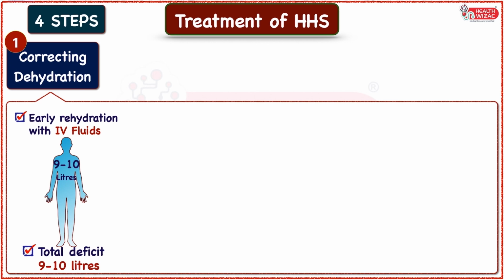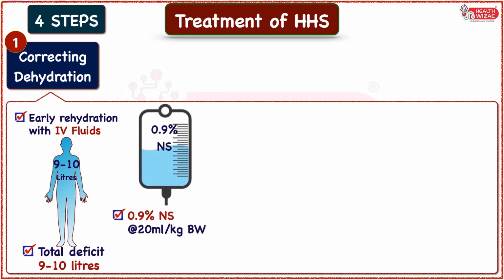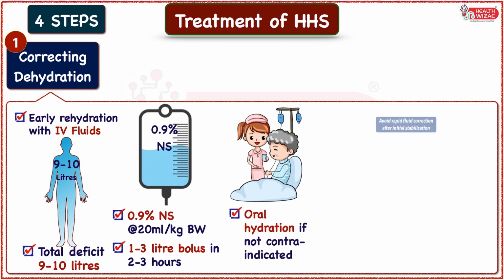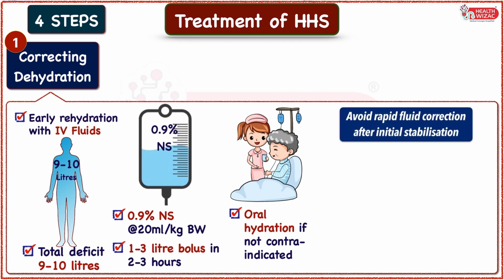Patients should be commenced with IV fluids, preferably 0.9% normal saline at the rate of 20 ml per kg body weight with initial bolus of 1 to 3 liters in first 2 to 3 hours, along with oral hydration if not contraindicated. After initial stabilization, rapid correction should be avoided as rapid reversal in hyperosmolar state may cause neurological symptoms.